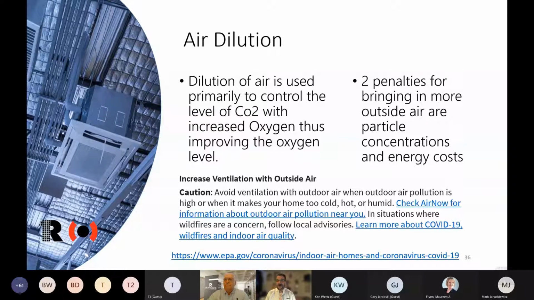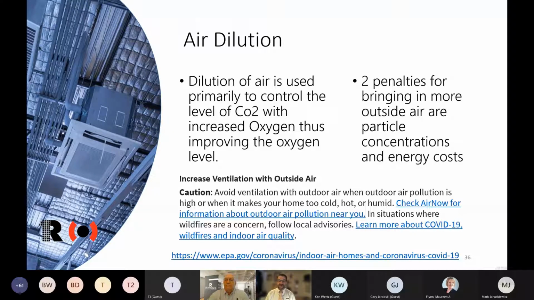The EPA also has really good information on this now, quite frankly. One of the things they have on their site, and the link is on the bottom and we can distribute this, is to avoid ventilation with outdoor air when outdoor air pollution is high or when it makes your home too cold or humid. So they are recognizing and validating what I'm telling you, which is that outdoor pollution can be very high and you're introducing that air into the indoor environment.